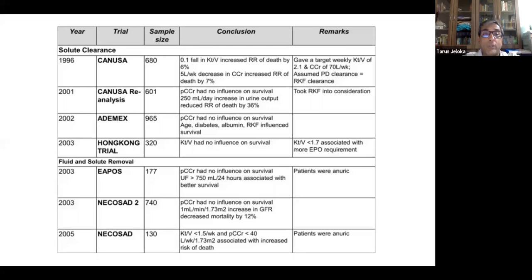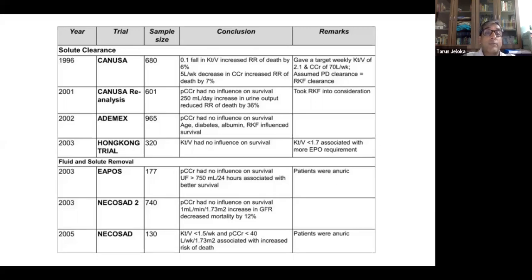Adequacy studied in Mexico. And what it showed is that peritoneal creatinine clearance had no influence on survival, and survival is influenced more by age, diabetes, albumin, residual kidney function. This showed that KT over V more than 1.7, they had a target of 2.1 as well, does not improve the survival. And that is how we landed with this magic figure of 1.7. And then again, reminding you that adequacy of the patient doesn't mean just 1.7. There are other factors you have to consider.